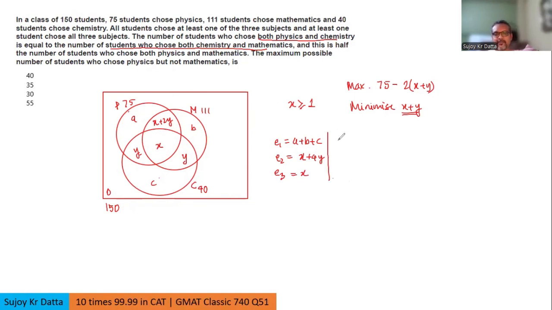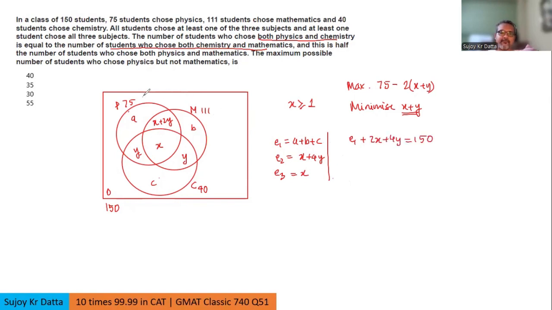Since outsiders is 0, the first thing is the sum of these three would be 150. So exactly 1 plus, because we are not really concerned with what is A, B, and C, let's keep it as a single variable E1. And since we are interested in x and y, we'll write E2 plus E3, if I add them, 2x plus 4y.